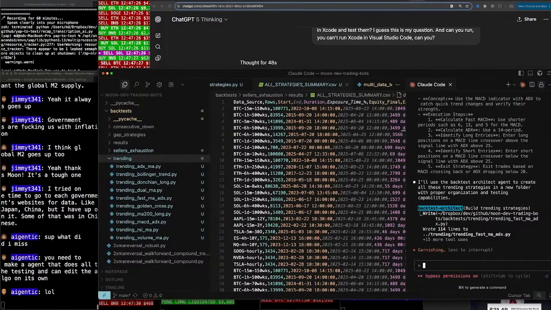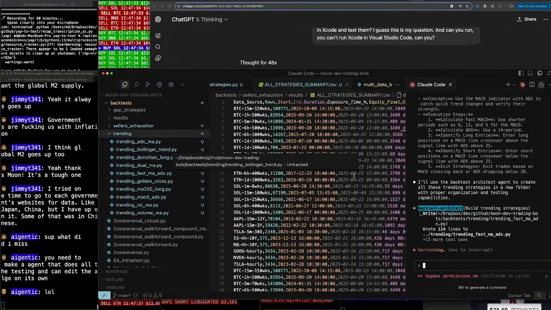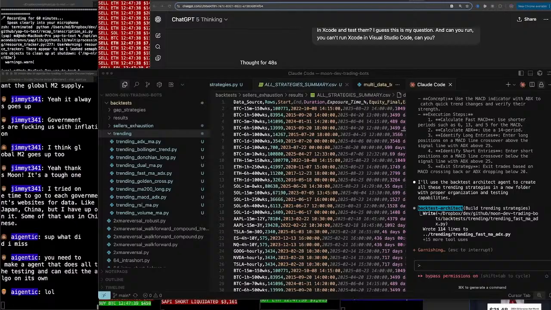So we've got our sub agent working down here, which is amazing. The backtest architect is going through and creating all these trending models here. Then we should have a run-all file that will allow me to run them all and see all the data.